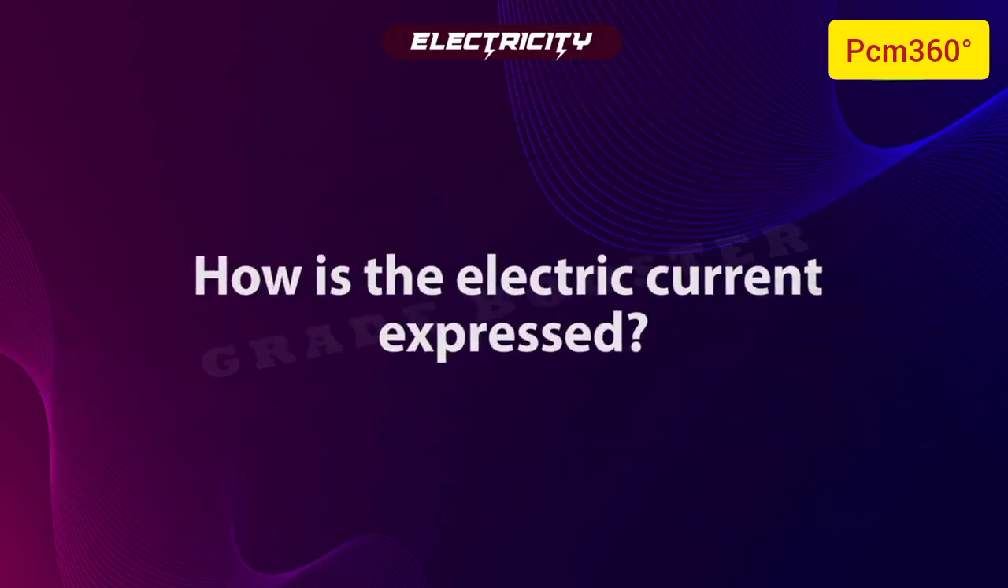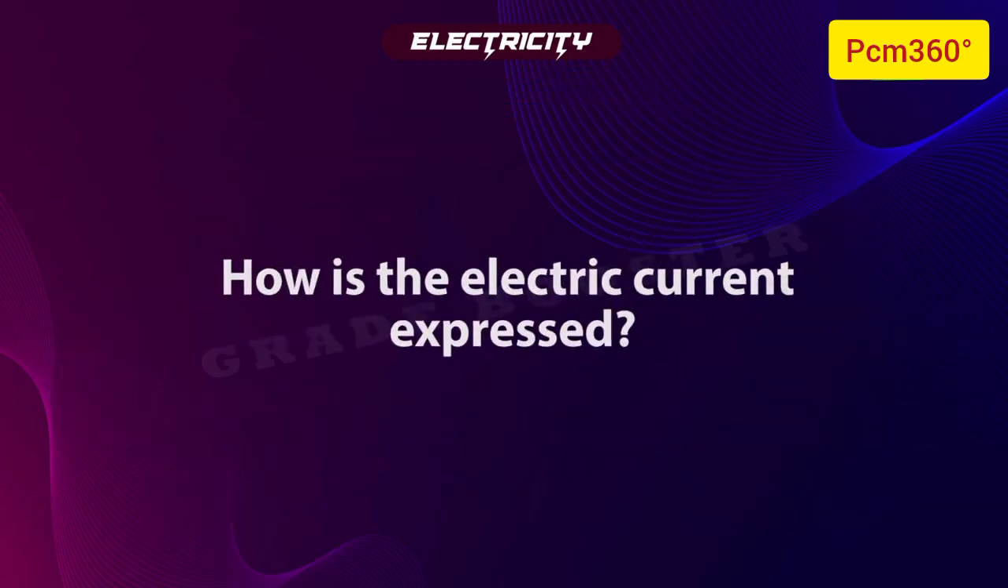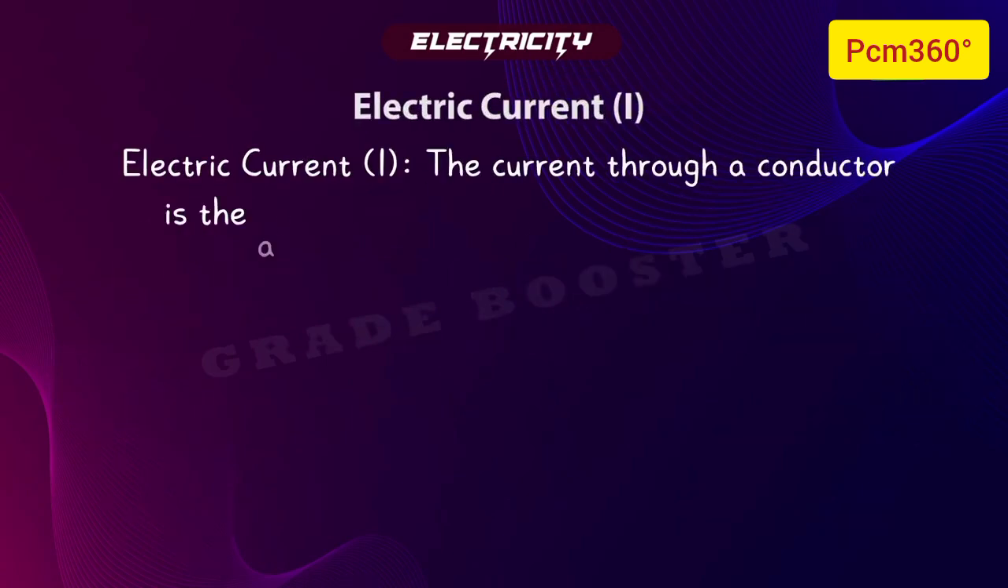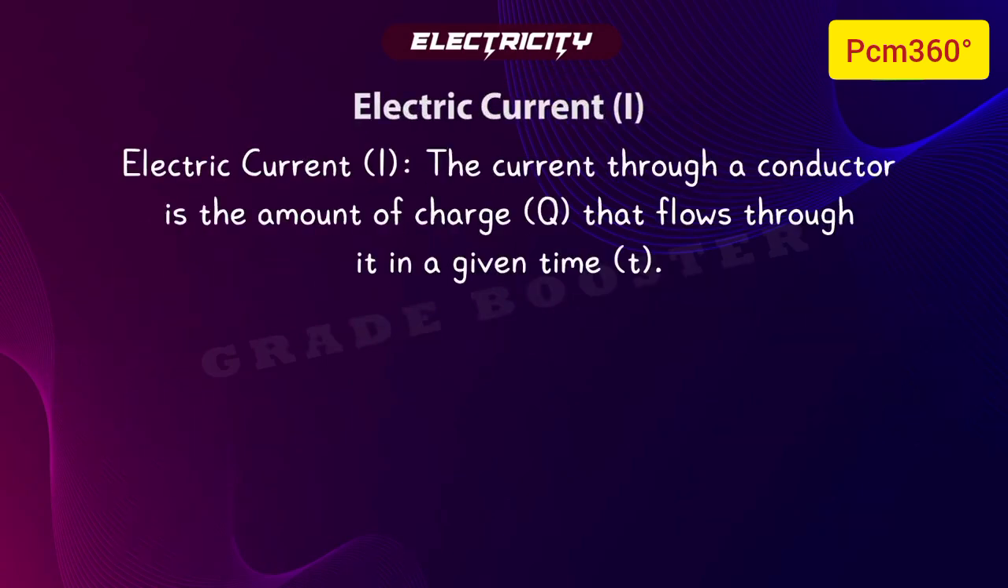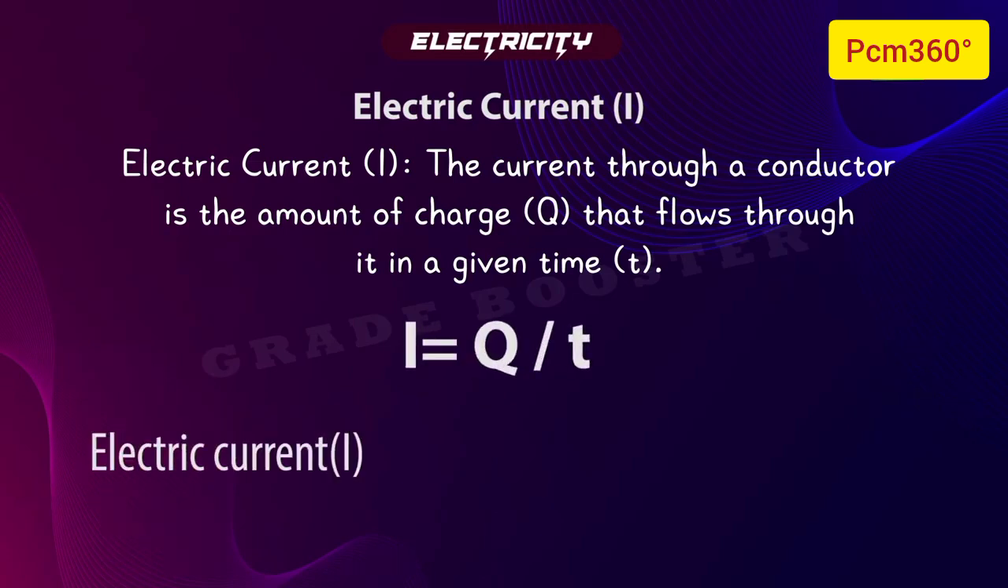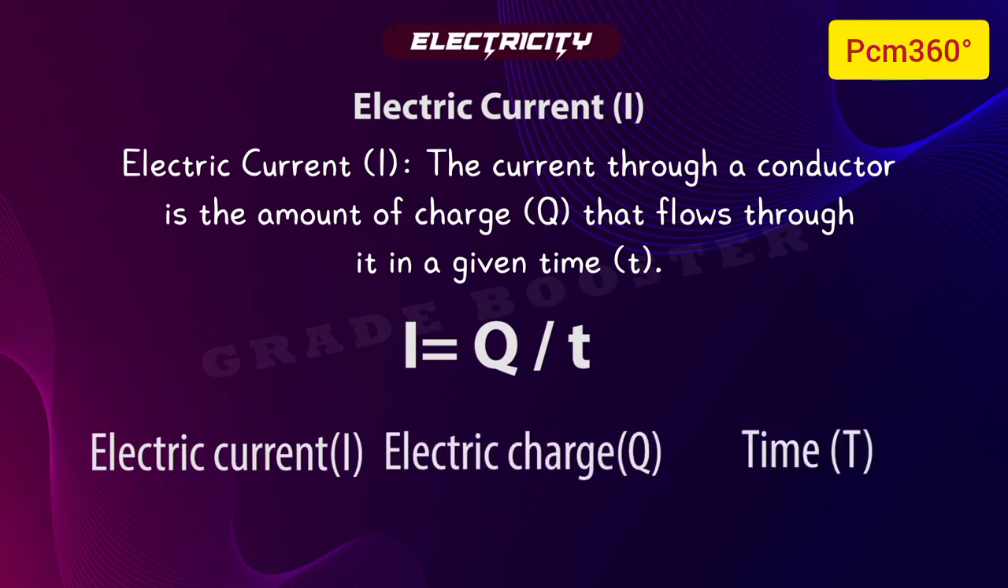Now let's see how the electric current is expressed. Electric current I. The current through a conductor is the amount of charge Q that flows through it in a given time t. It is given by the formula I = Q/t. I means electric current, Q means electric charge, and t is time.